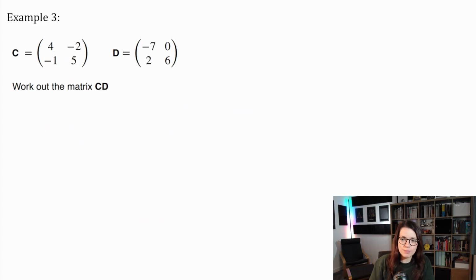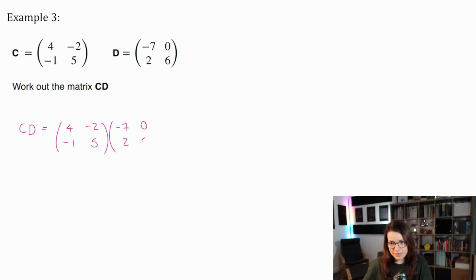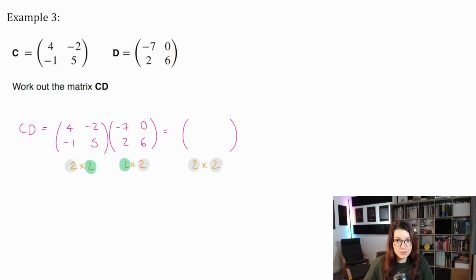Example 3, another two matrices that we want to multiply together. So in this case, CD is going to be this. I always check the dimensions. So this is a 2 by 2 and a 2 by 2. Inner dimensions match, which is good. The outer dimensions tell us how big the answer is going to be. So in this case, looks like we're actually going to get a 2 by 2 for the answer. Now let's do the multiplication.